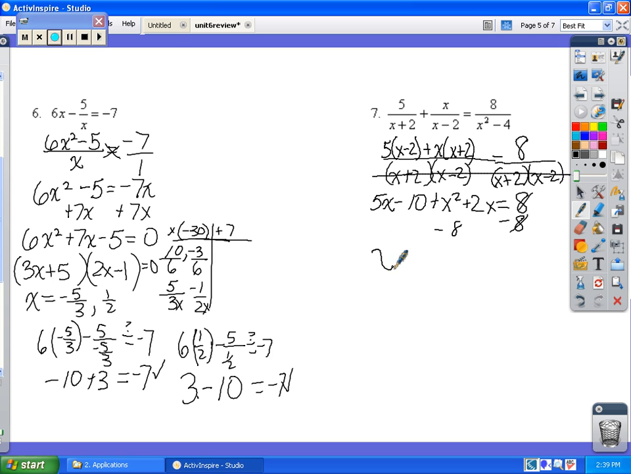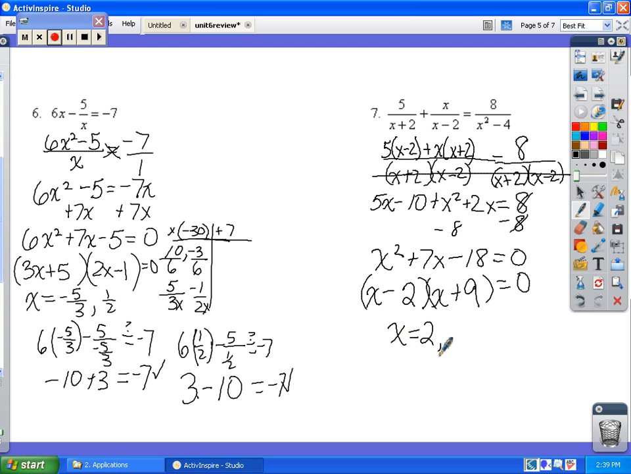So bring your x squared out to the front. 5x plus 2x is 7x. Negative 10 minus 8 is negative 18 equals 0. Two numbers that when I multiply I get negative 18 and add to get positive 7 are going to be negative 2 and positive 9. So my two solutions are 2 and negative 9.